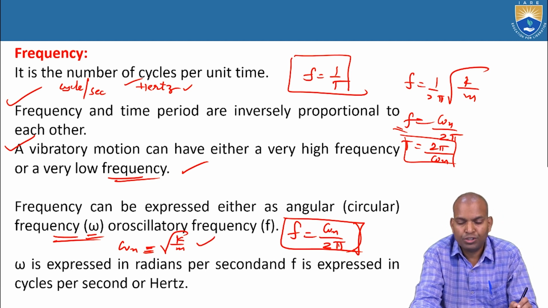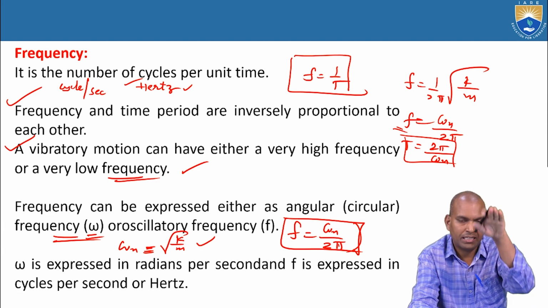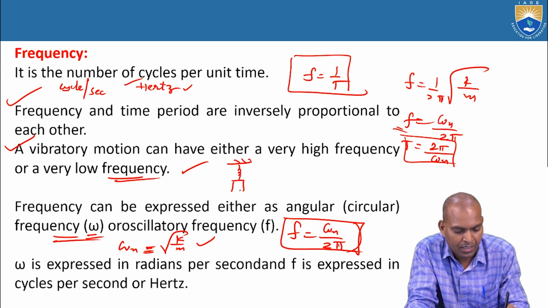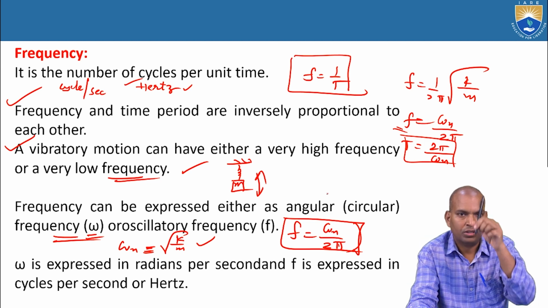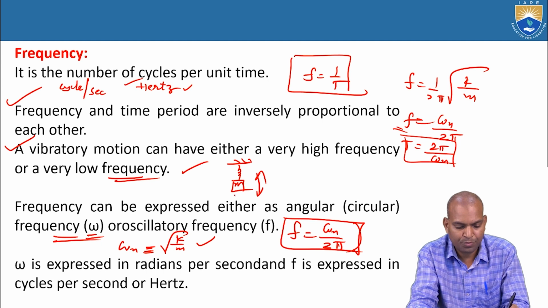What about the motions which are having number of cycles per second? The motion means which are in linear motion, oscillating. That is spring mass system. If we consider the spring mass system, this mass will oscillate up and down. It is not rotating. It is in linear x displacement.